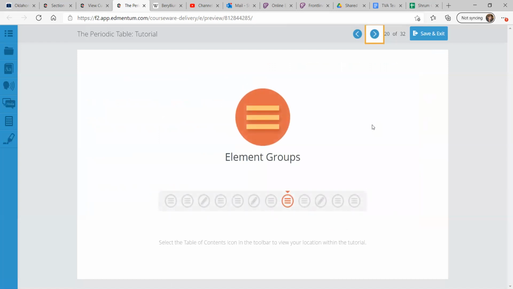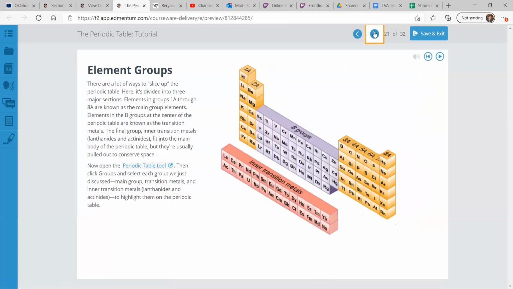And the next section is element groups. There are a lot of ways to slice up the periodic table. Here it's divided into three major sections. We have elements in groups 1A through 8A, and those are known as main group elements. Elements in the B groups, so right here, this middle section at the center of the periodic table, are known as the transition metals.